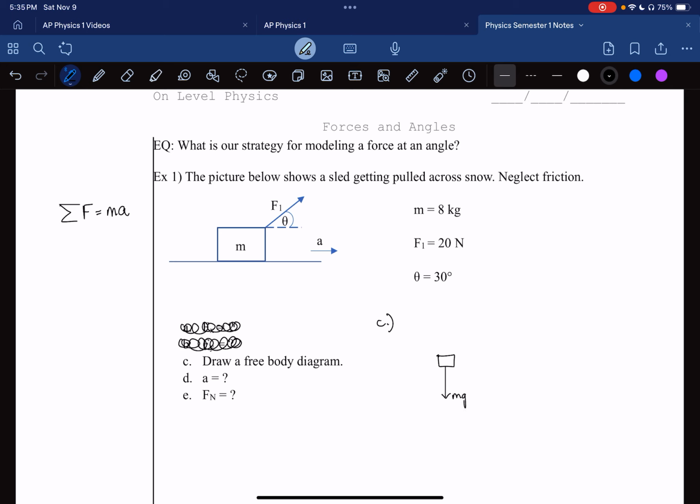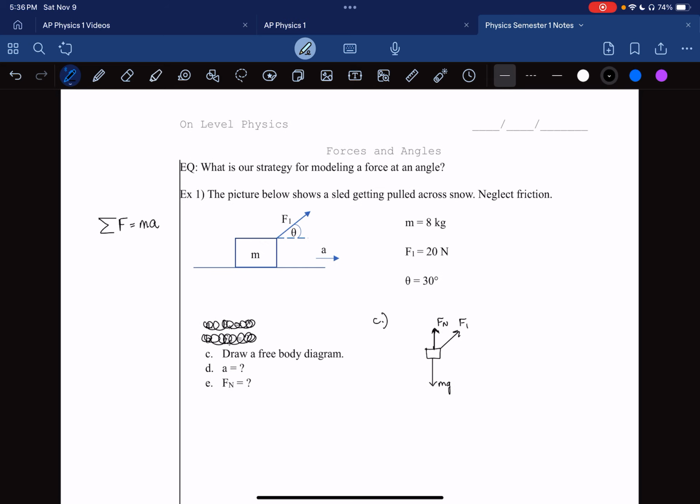It has a gravitational force mg, and by now we should be thinking, doesn't everything have a gravitational force? Yes. And we will draw a normal force, Fn. That's actually it. There's no friction on this, but what we're going to add is this last force, F1, here at some angle, 30 degrees. So we've dealt with mg and Fn. We've never dealt with a force at an angle like this.